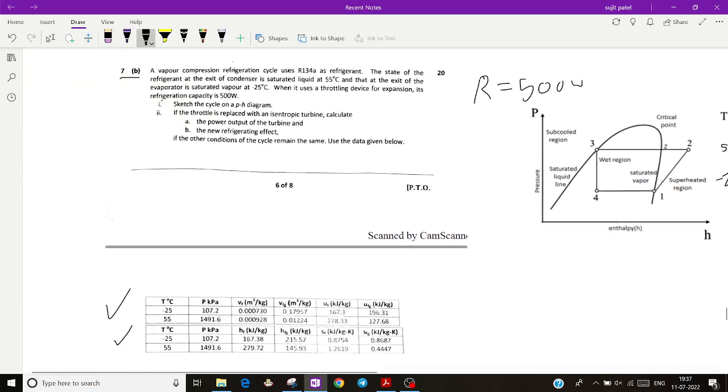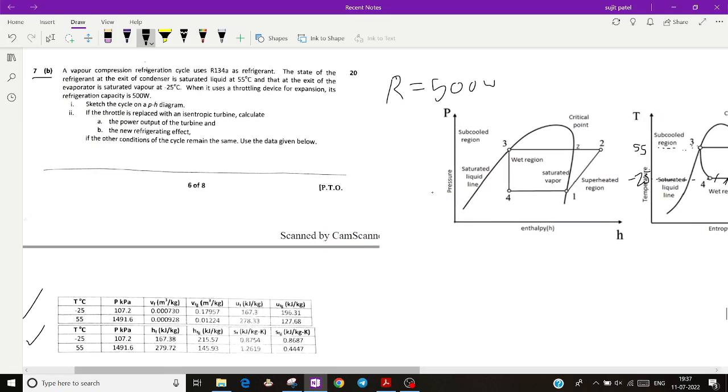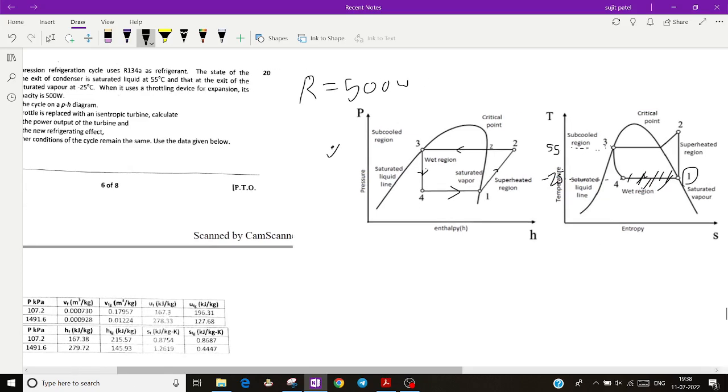So what we have to do is first sketch the cycle on the PH diagram. Yes, this is the PH diagram of the cycle that you can see here, and this is the way you can draw it. And you have to show the arrows over here, in which pattern the cycle is moving. Similarly on the TS diagram also.